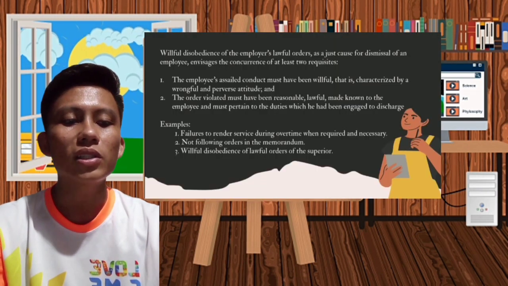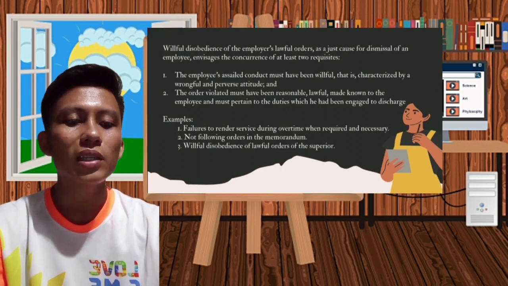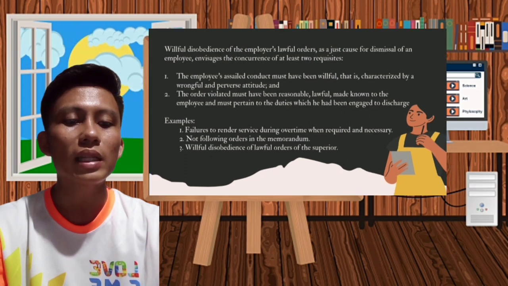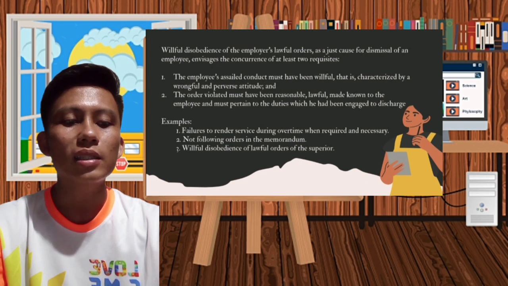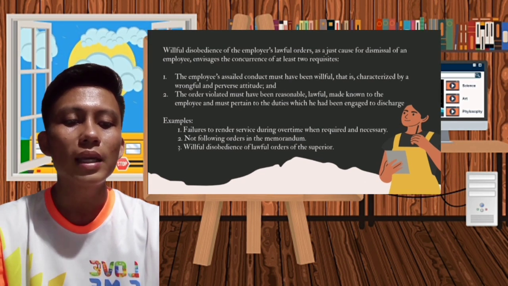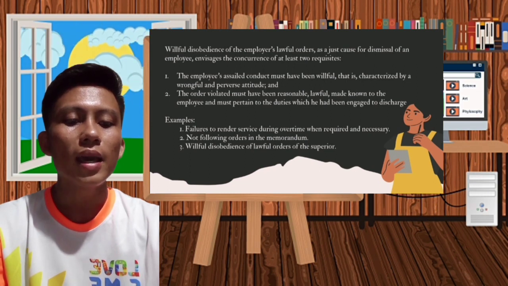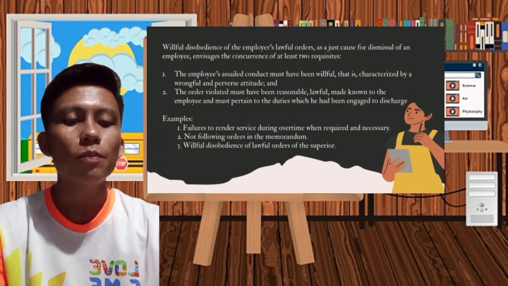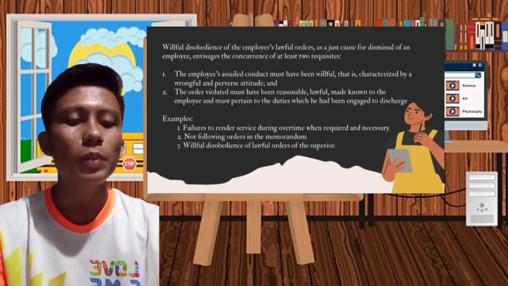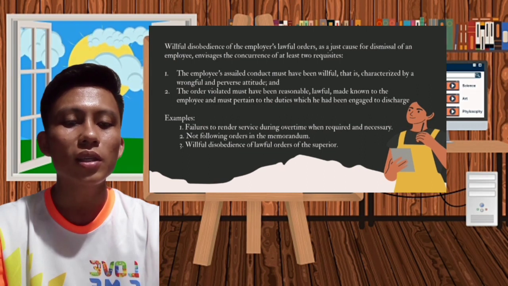Willful disobedience of the employer's lawful orders as a just cause for dismissal of an employee envisages the concurrence of at least two requisites. First, the employee's assailed conduct must have been willful, that is, characterized by a wrongful and perverse attitude. And the order violated must have been reasonable, lawful, made known to the employee, and must pertain to the duties which he had been engaged to discharge.